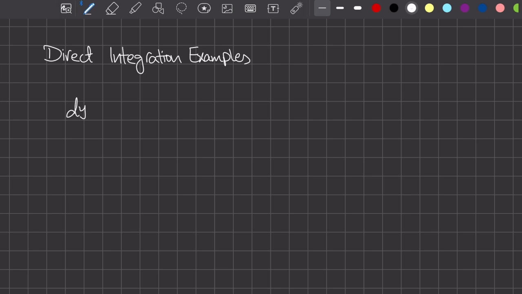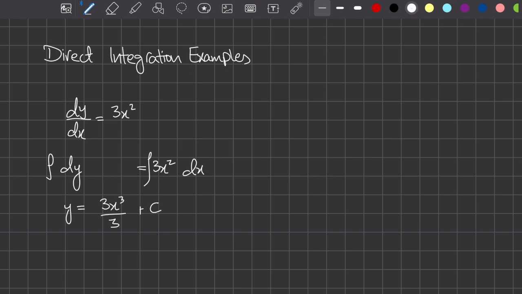We have the first equation as dy over dx equals 3x squared. Our first step is to have both dy and dx in the numerator, so we multiply both sides with dx. Then we can integrate both sides. The left side becomes y, while the right side gives 3x cubed over 3, where the 3's cancel out to give x cubed plus c, which is the constant of integration.